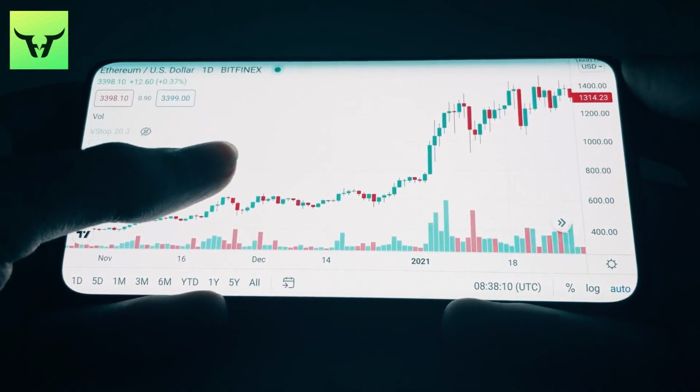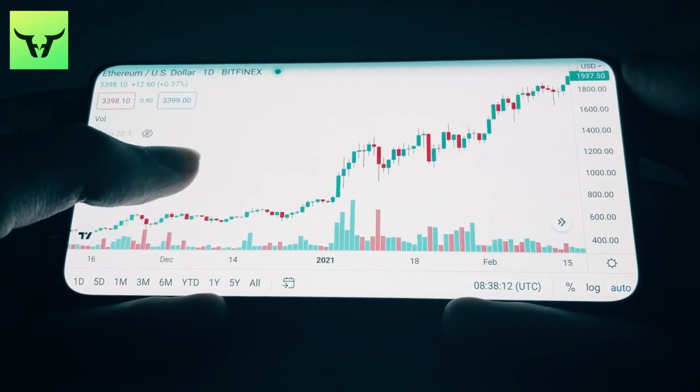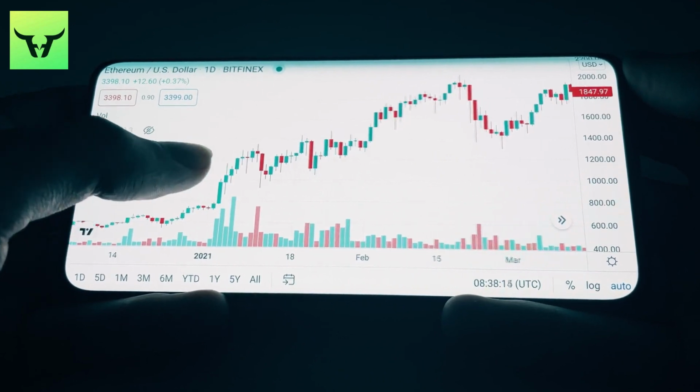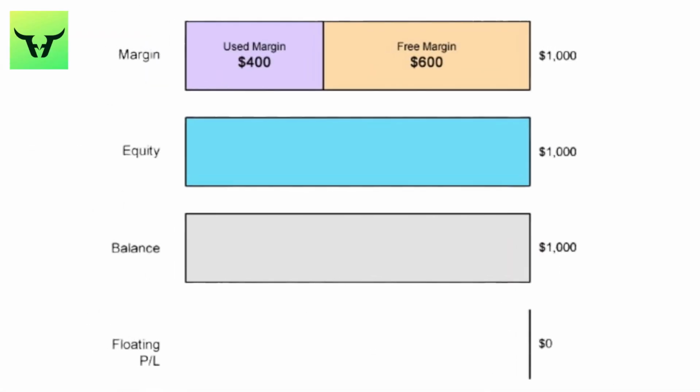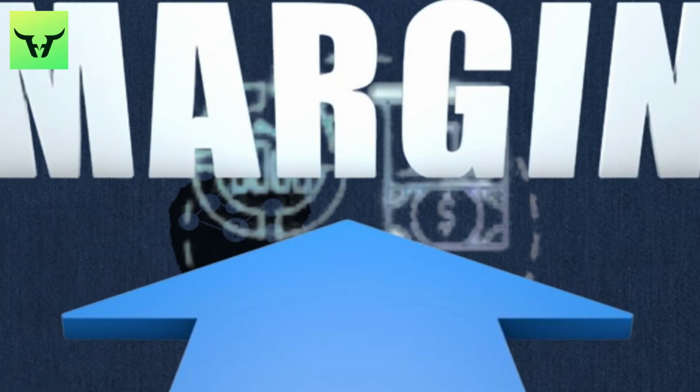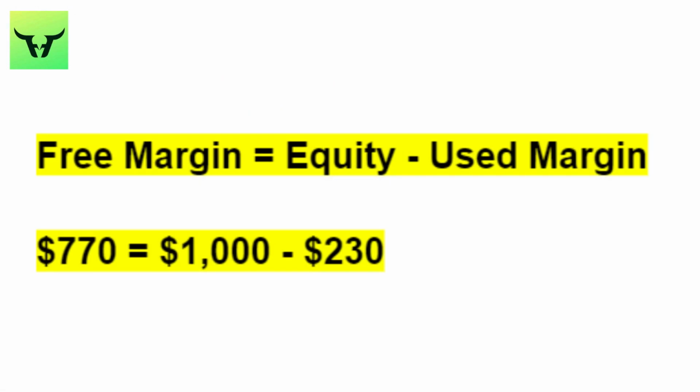Step 4. Calculate equity. Assume the price has not moved and your position is now trading at break-even. So your floating PL is $0. Now let's calculate your equity. Your account's equity is now $1,000. Step 5. Calculate free margin. Now let's understand the concept of free margin. It is $770 for the free margin.